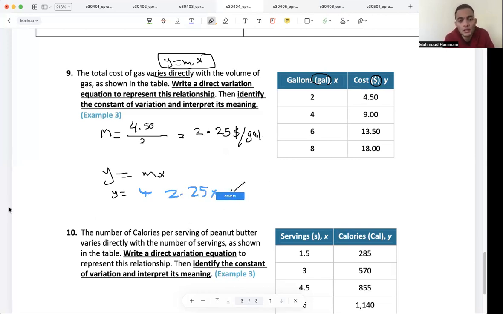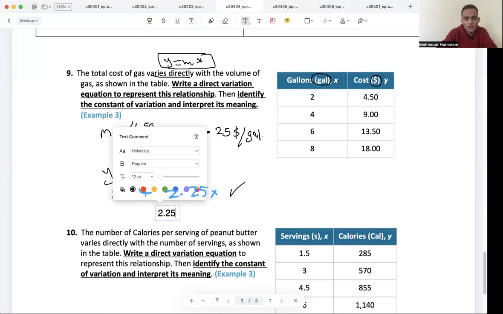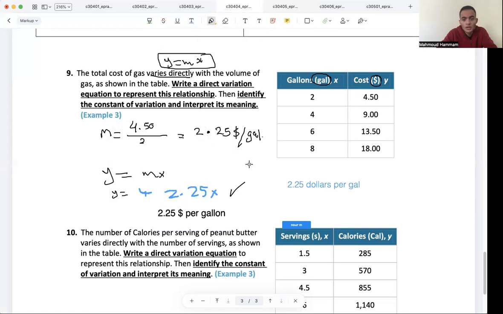Now the meaning. What is the meaning? It means 2.25 dollars per gallon. I divided dollars per gallon of gasoline. So the answer is like this. Let's write it together. 2.25 dollars per gallon. That's the meaning. Simple. Very good.